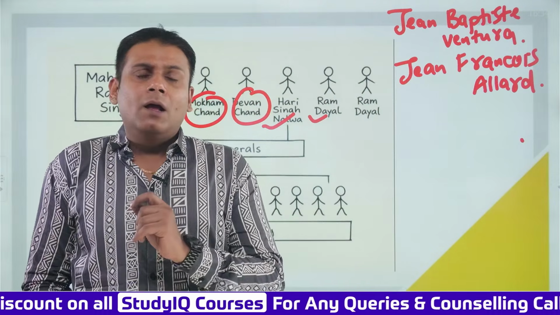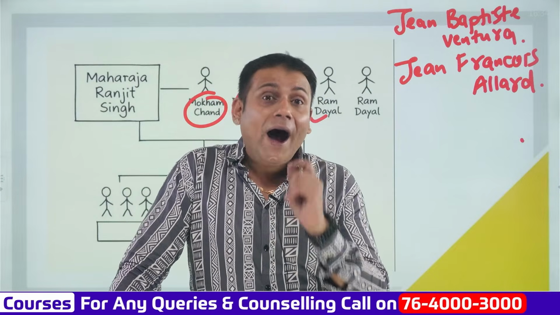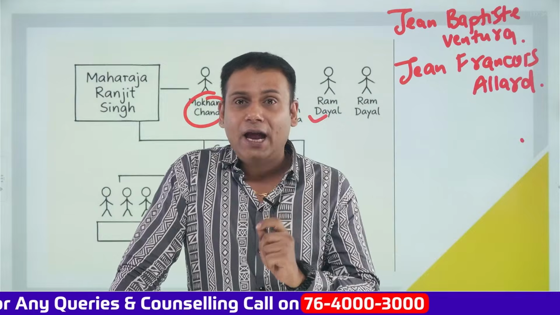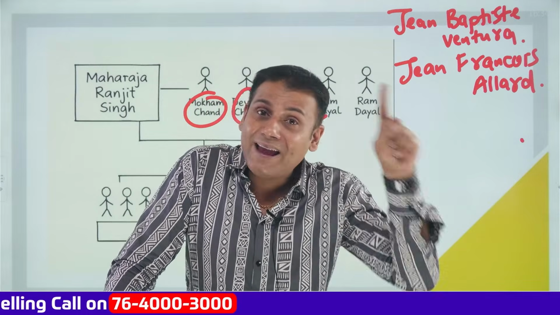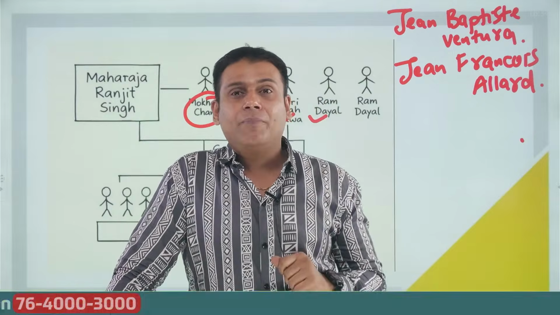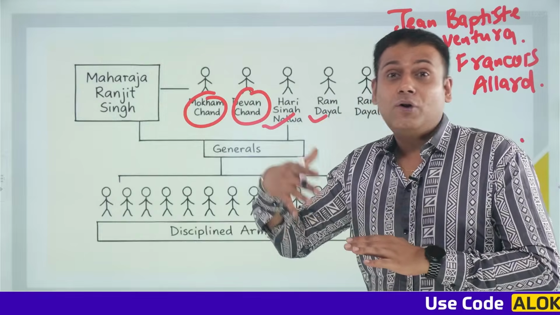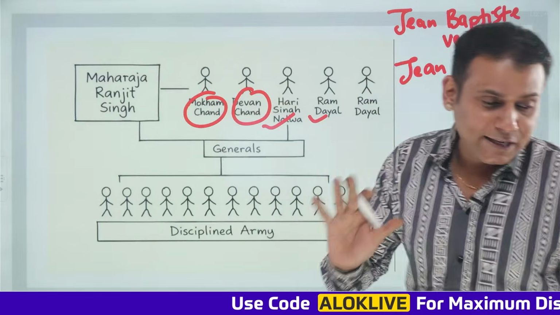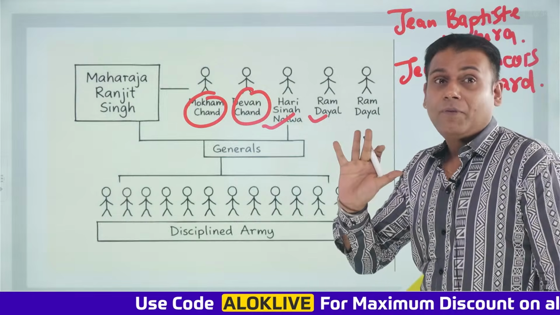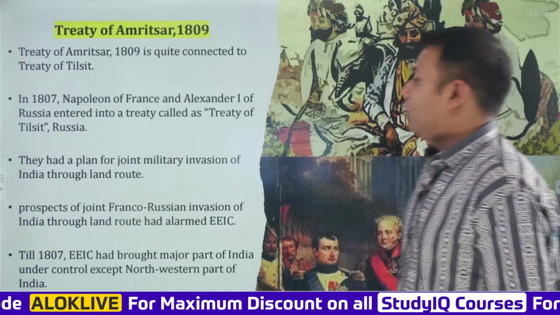Now, the question arises in the mind of every aspirant: why did Maharaja Ranjit Singh ji enter into the Treaty of Amritsar in 1809 with the English East India Company? And how is the Treaty of Amritsar, signed in 1809, linked to the Treaty of Tilsit? Please pay attention carefully. How is it linked to the Treaty of Tilsit? Okay, please listen to me.